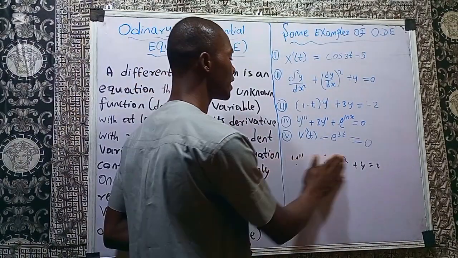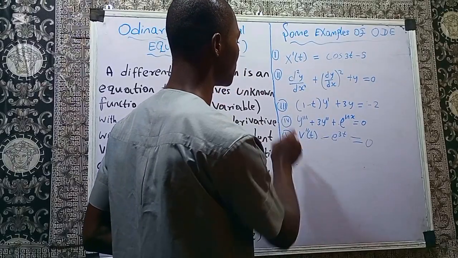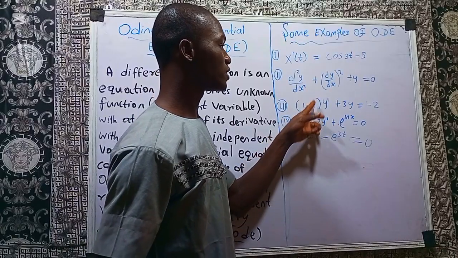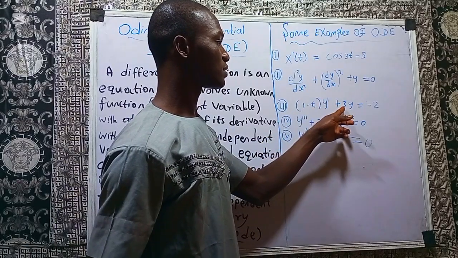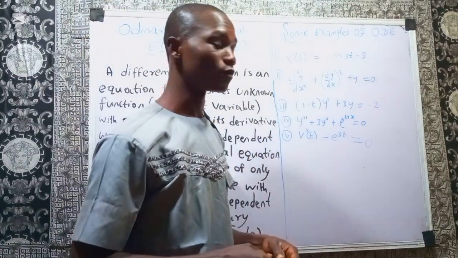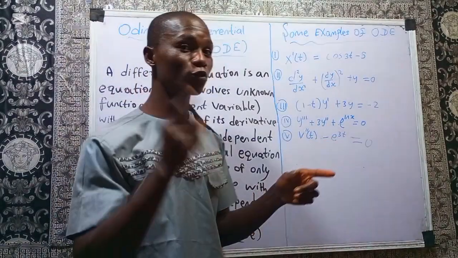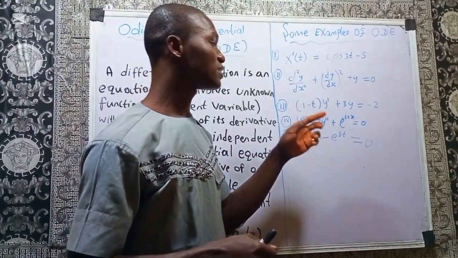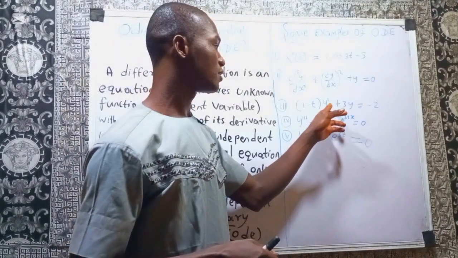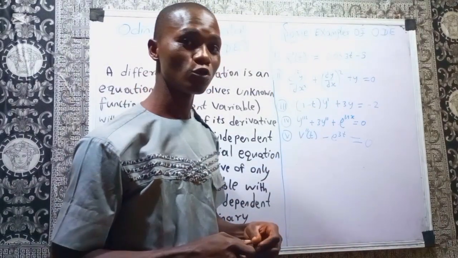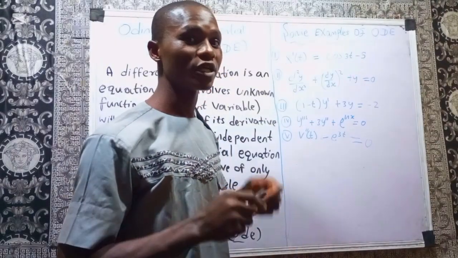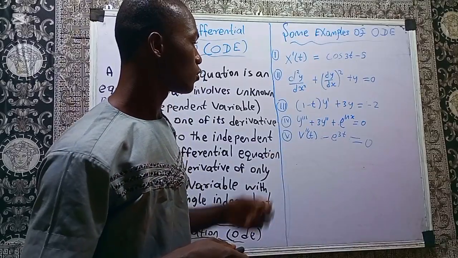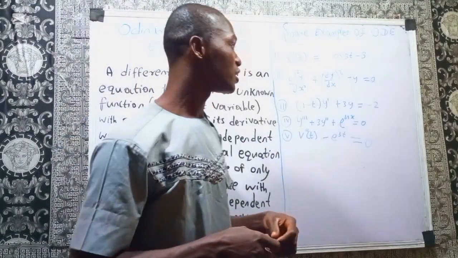Then the next thing we have to look at is the third one now. So we have open bracket 1 minus t close bracket y prime plus 3y equals negative 2. Now we have only one what? The derivative of only one dependent variable. What is that dependent variable? Y. Y prime. Then with respect to a single independent variable, what is the independent variable? T. So this is an ordinary differential equation.